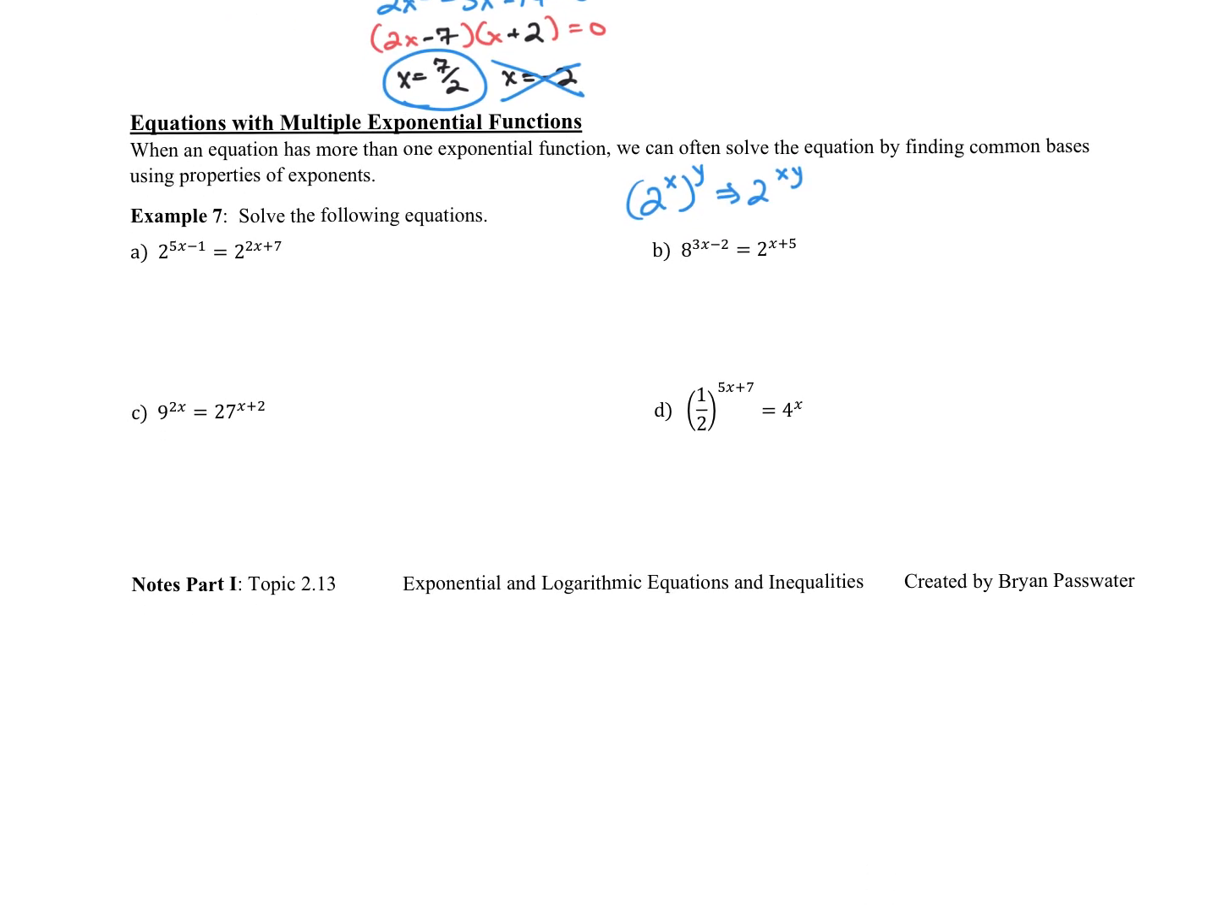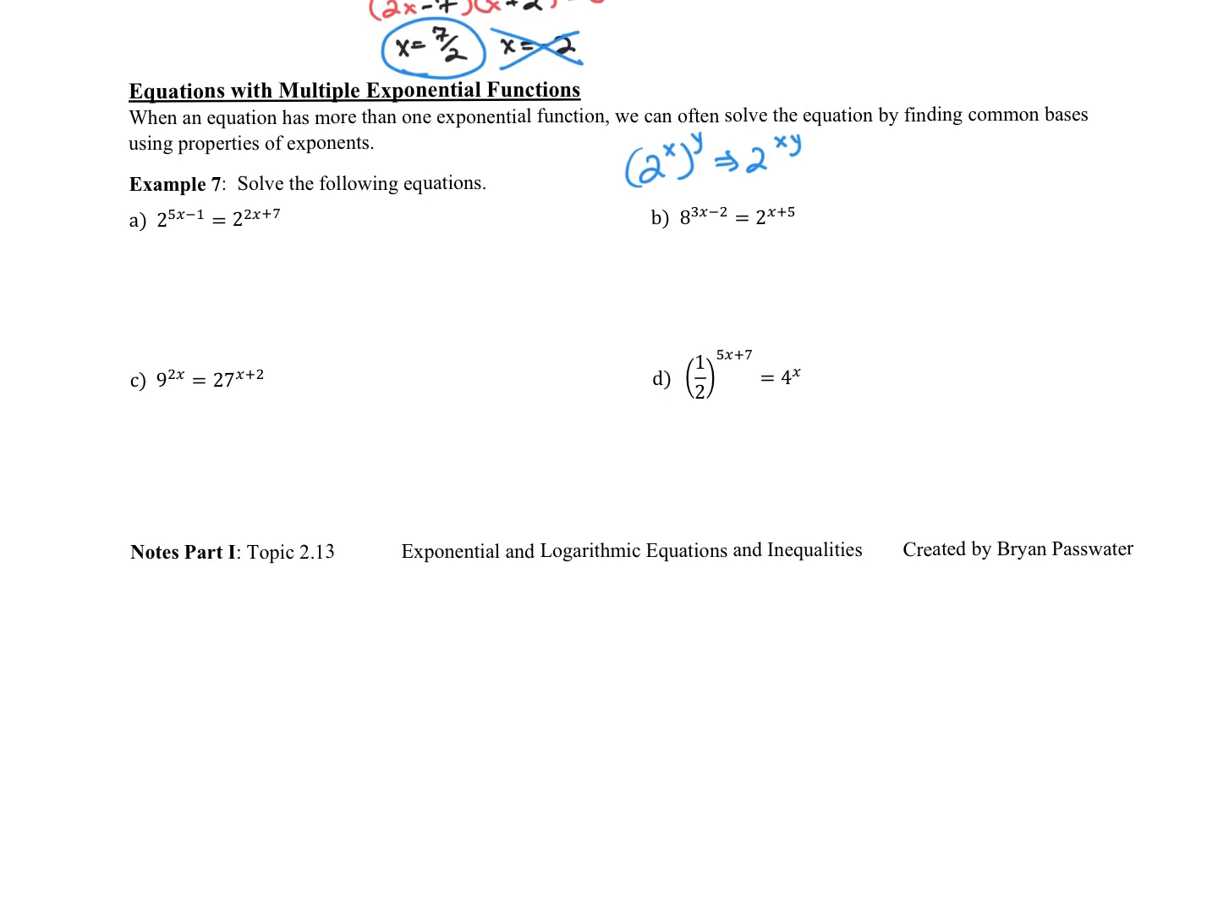Just like logarithms, if they have common bases, we can get rid of those bases. If you look at example A, do they have the same base for this exponential? Yes, so we can just strip away the bases. Now we're just left with 5x minus 1 is equal to 2x plus 7. I personally like to keep my x's positive, so then I'd have 3x is equal to 8, and so x equals 8/3.